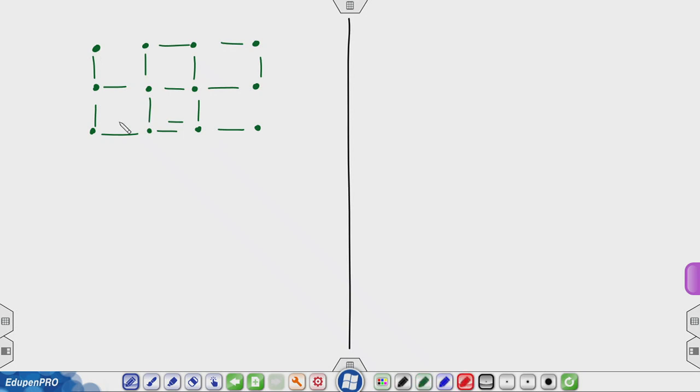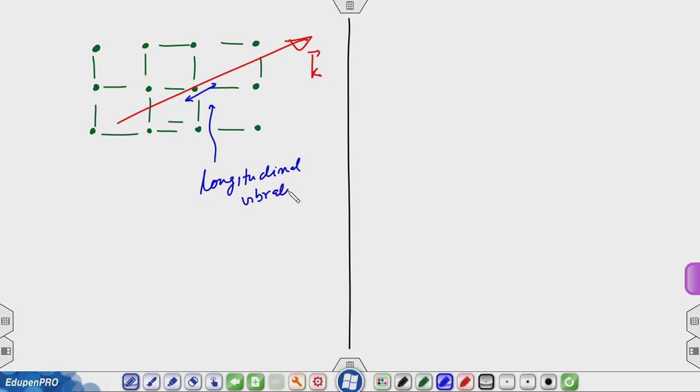So, suppose there is a k vector like this. I could have these atoms vibrating like this, what I will call longitudinal vibrations, or they could be vibrating in a perpendicular direction, transverse vibrations, and there will be 2 of them.